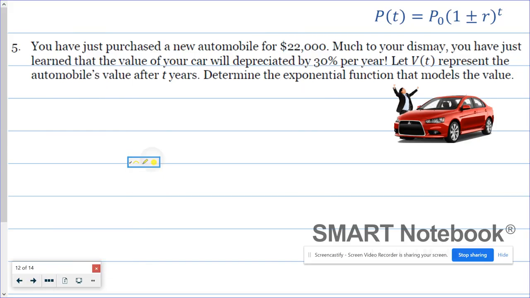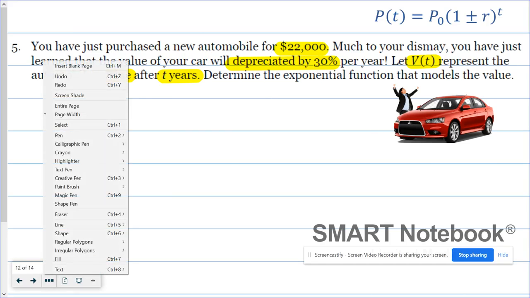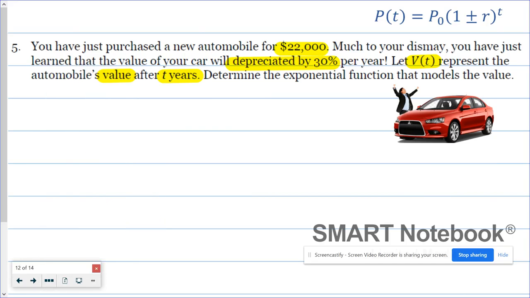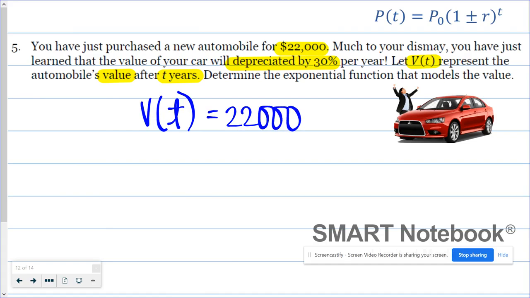You have just purchased a new car for $22,000. Much to your dismay, you have just learned that the value of your car will depreciate by 30% per year. Let V of t represent the automobile's value after t years. Determine an exponential function to model this. So we can say V of t is equal to the initial value of $22,000. And this is a decay function.